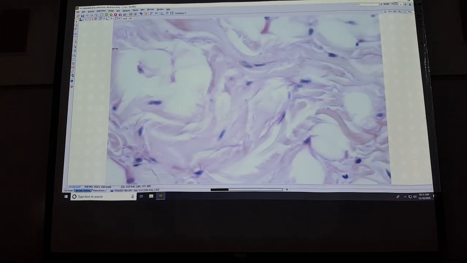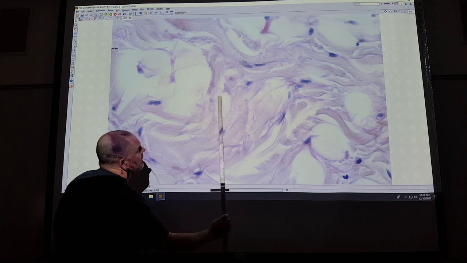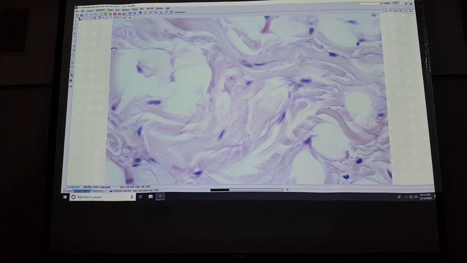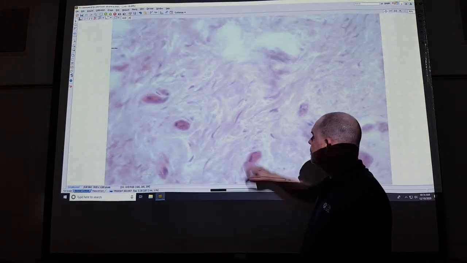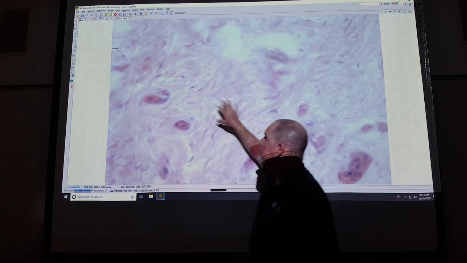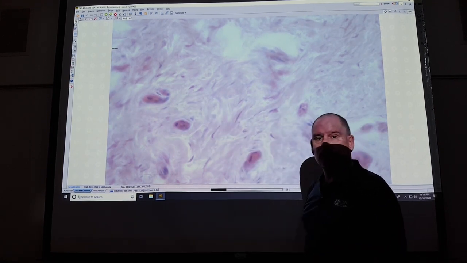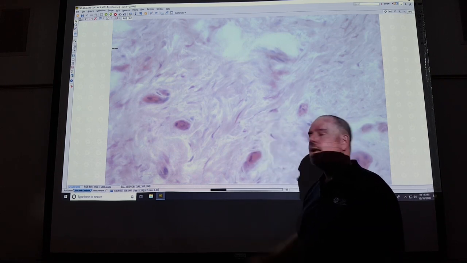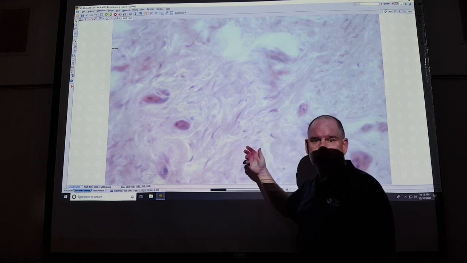So there we have a nice view right in the middle of the field. Dense, irregular connective tissue. Dense, irregular. So another view of this same tissue, dense fibers running in all sorts of different directions, dense, irregular connective tissue. It looks like quite a mess, but then it's supposed to look like quite a mess.